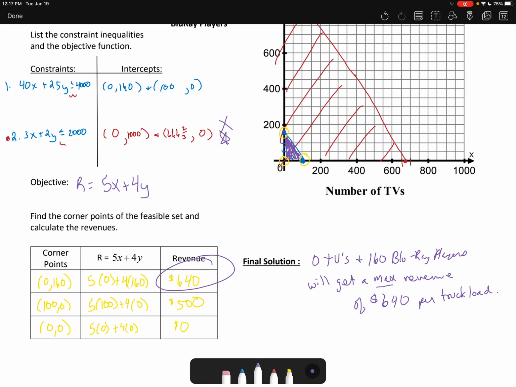So obviously, if this company or this driver only ever carries Blu-ray players, it's probably not the best solution. At some point, he is going to have to carry some TVs. People need TVs as well. So is he going to be able to achieve this maximum for every load? No, probably not. But that is what would be the best case scenario for him.